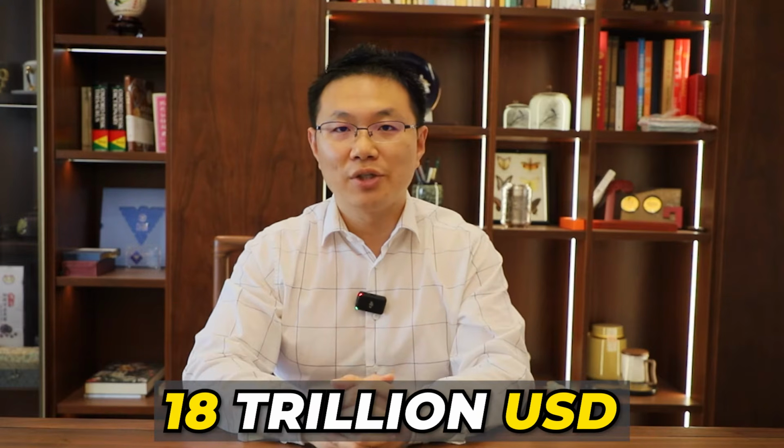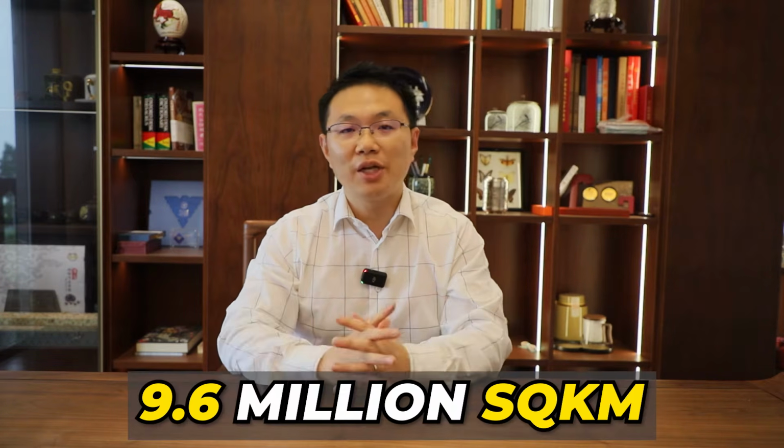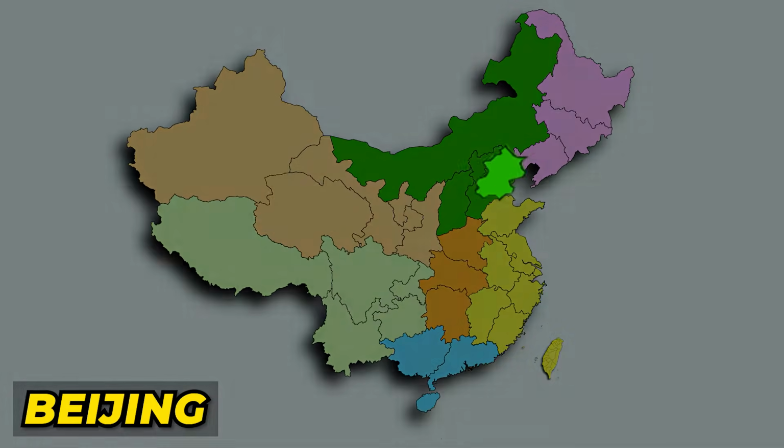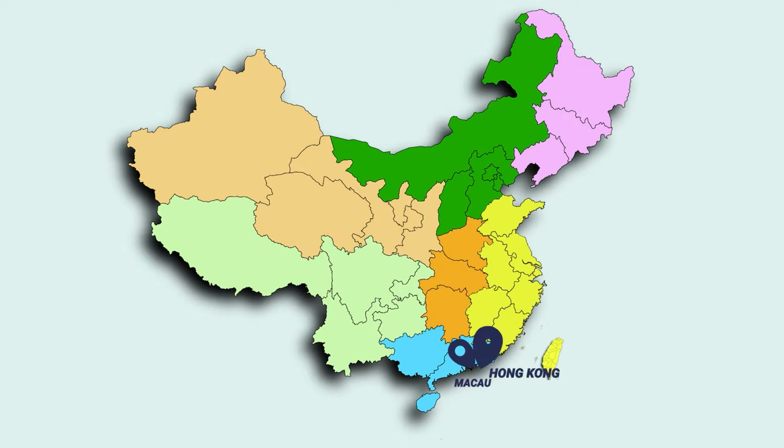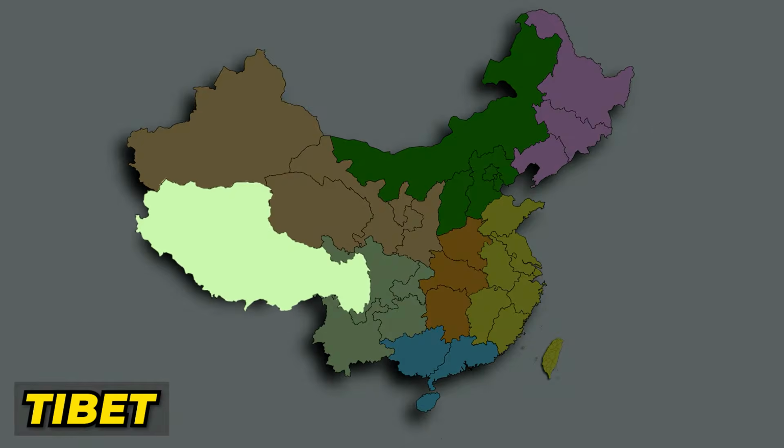with a total GDP around 18 trillion US dollars in 2022. It's the second largest economy in the world. It is also the third largest country, covering an area of 9.6 million square meters. In this vast territory, there are 23 provinces, 4 municipalities directly under the central government, 2 special administrative regions, Hong Kong and Macau, and 5 autonomous regions.